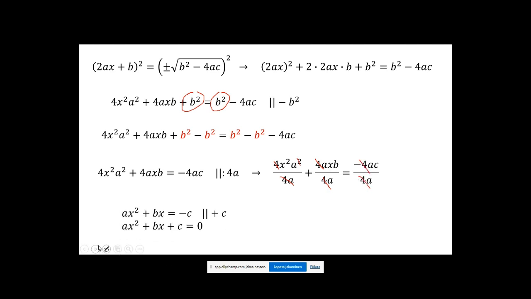So we are closer now, and the only thing to do is to add the constant c to both sides of the equation, and we can move the constant c to the left side of the equation. And here we have the desired equation. So this is the general quadratic equation, and that's about its proving.